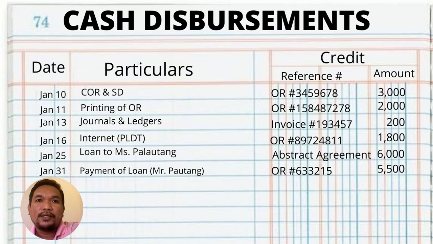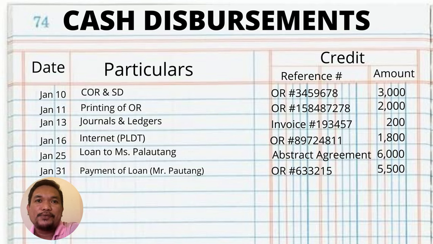And on the 25th, loan to Ms. Palautang. Okay? So, nag-loan si Palautang. And then, say this is a friend lang, so wala kayong formal na document. So, hanap ka pa rin. Gumawa kayo ng mga abstract agreement. Okay, or nakasulat lang sa kamay and then papirmahan mo sa kanya. Okay, it's a proof of transaction. Kasi friend lang naman ito, hindi ka naman talaga nagpapautang, so wala kang loan voucher. So, ganoon na lang ang i-attach mo. So, every time you release money for loan to a friend. Okay? In our example, that's 6,000 pesos.